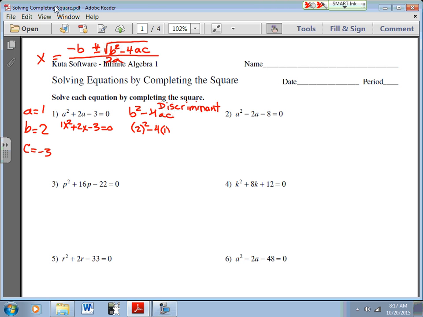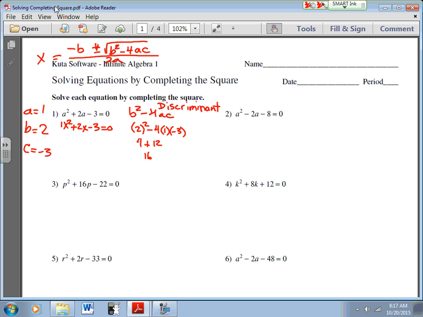So if you look at this part, if we plug in the values, 2 squared minus 4 times a is 1, c is negative 3. That's going to give us a 4, and a negative times a negative is going to be a positive 12. Everybody agree? That'll give us a 16. That 16 is going to be a perfect square. That means there's going to be 2 solutions, so you can factor this out.